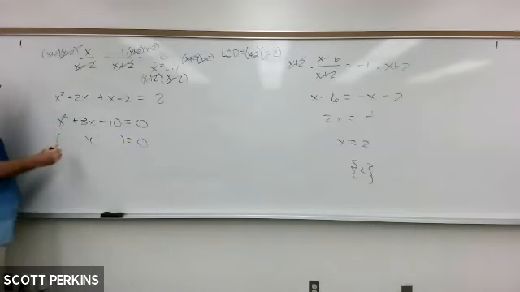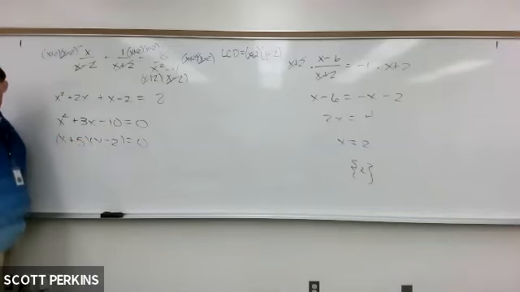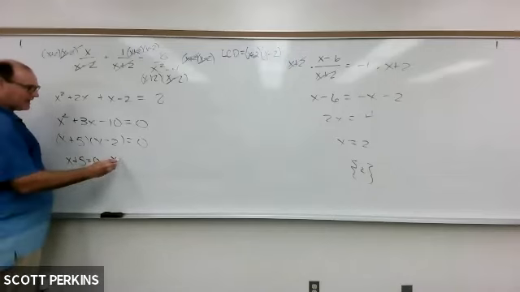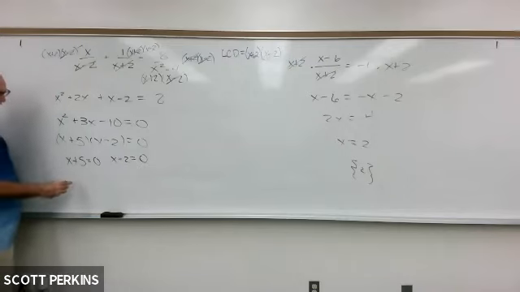X squared, the factors of x squared are x and x, and then the two factors of negative 10 that are going to add up to positive 3 are plus 5 and negative 2. And if you need factoring help, there's no shame in needing help and asking for help. I just need you to ask. I don't read minds. So now I'm going to subtract 5.